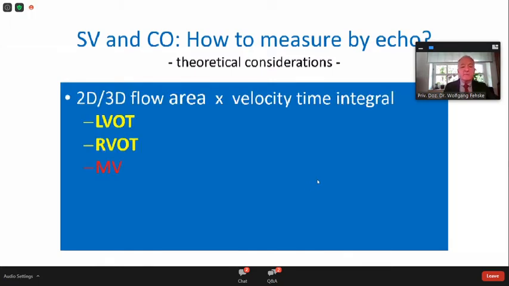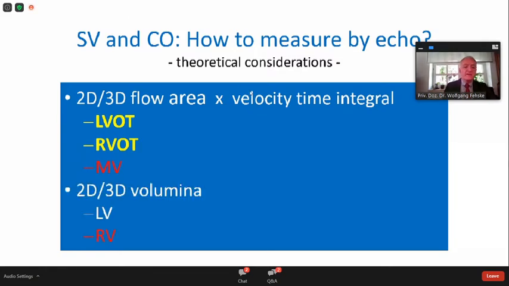And just to summarize at the beginning, the methods that we are using: we can use 2D or 3D flow area measurements, mostly for the left ventricular outflow tract, perhaps in some cases for shunt, for instance the right ventricular outflow tract, and there are descriptions of the mitral valve which I completely ignore because I think it is not really serious to do that. And we are calculating this flow area and multiplying it afterwards with the velocity time integral across this flow area.